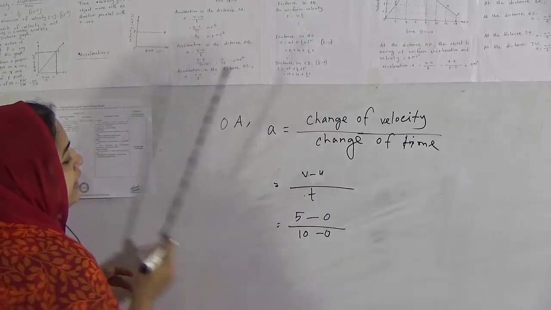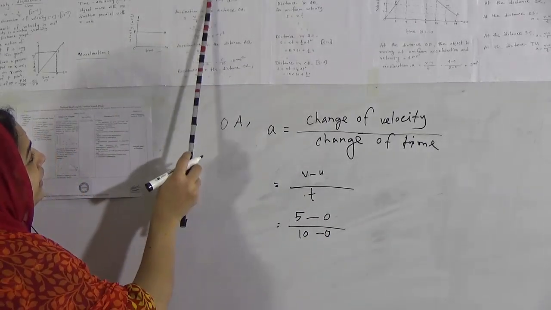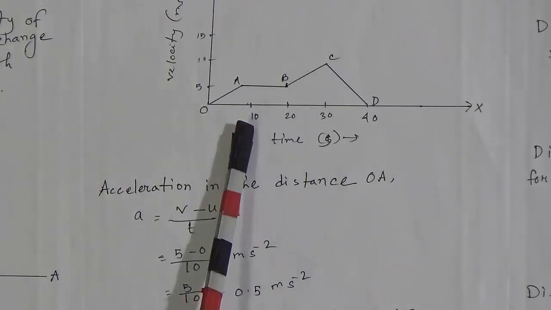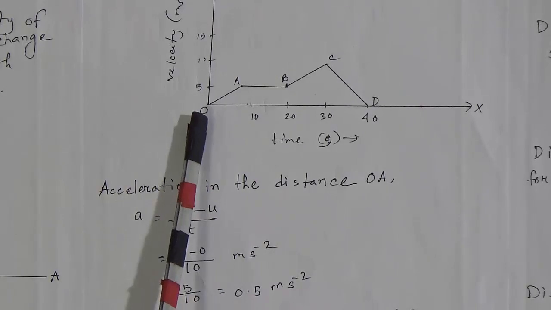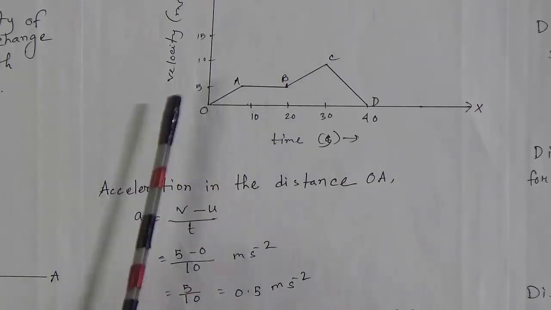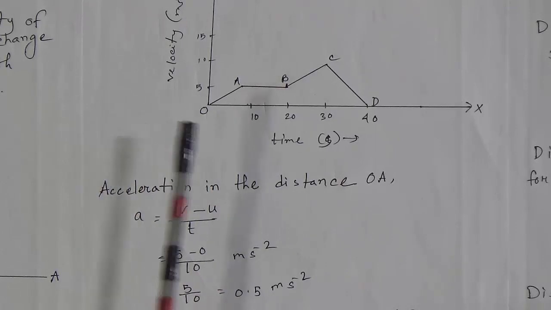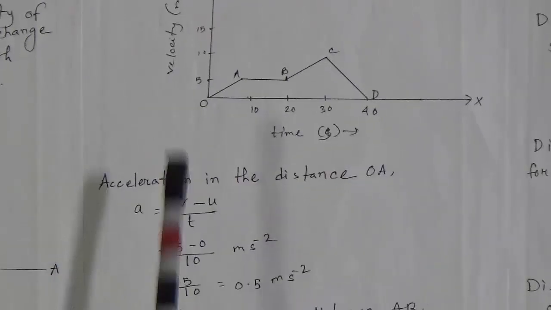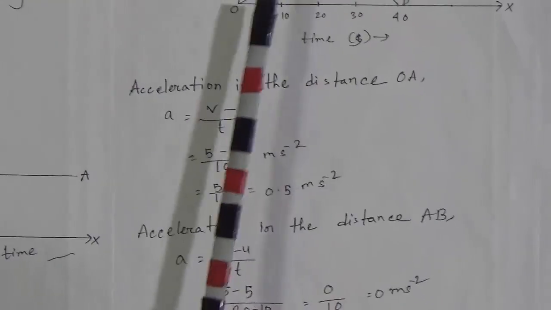My dear students, see here: at point A the final velocity is 5, the initial velocity is 0, and the time at point A is 10 second, and the initial time is 0. That means 10 minus 0, this is the change of time. So 5 divided by 10 will be 0.5 meter per second square. So at distance OA, the acceleration is 0.5 meter per second square.